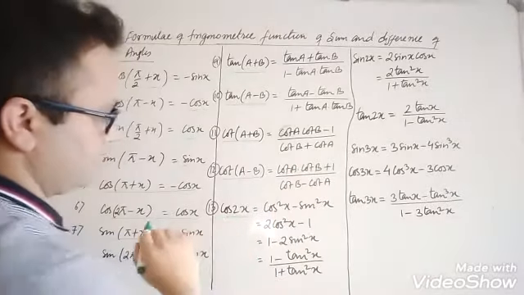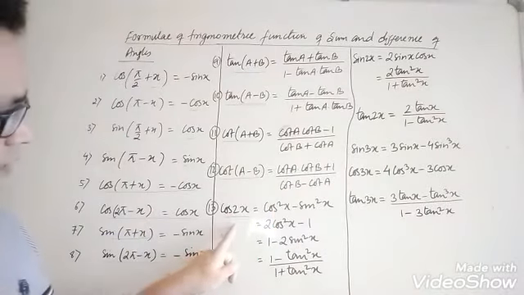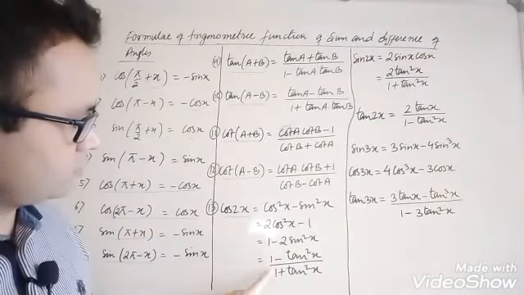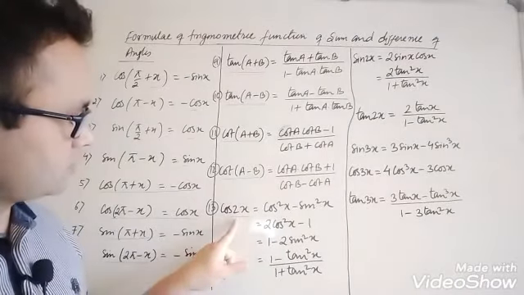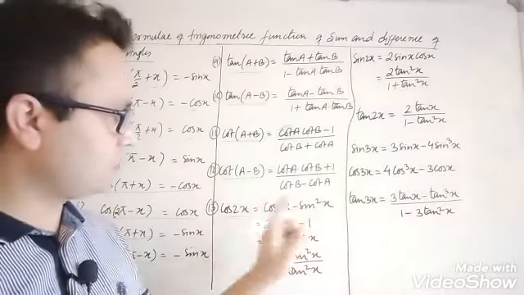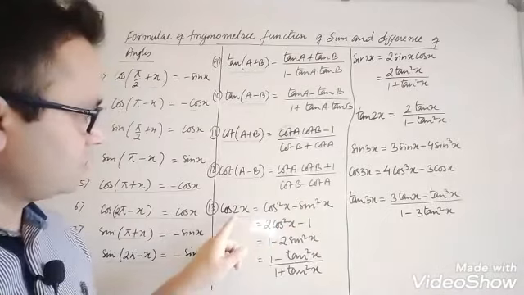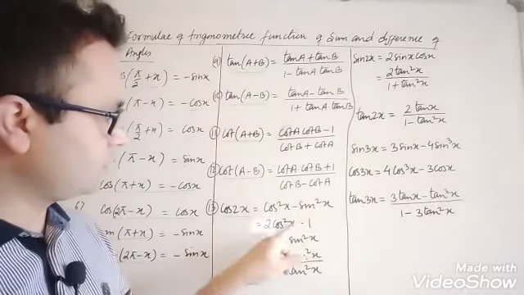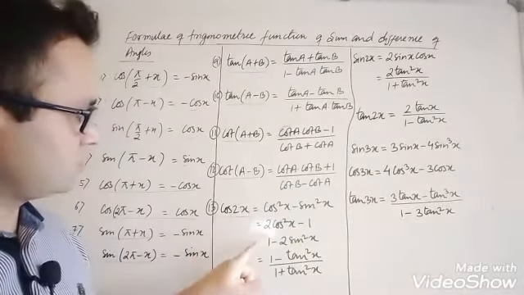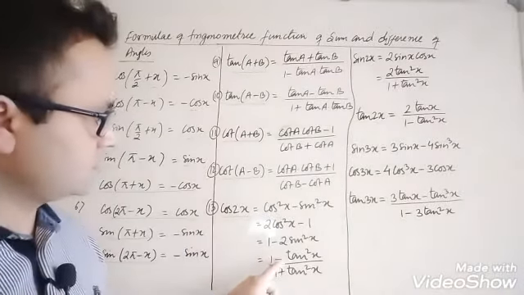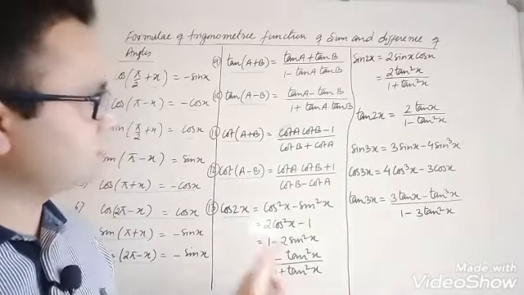So cos 2x has 4 formulas: 1, 2, 3, 4. Cos 2x may be cos²x − sin²x. Cos 2x may be 2cos²x − 1. Cos 2x may be 1 − 2sin²x. Cos 2x may be (1 − tan²x) divided by (1 + tan²x).